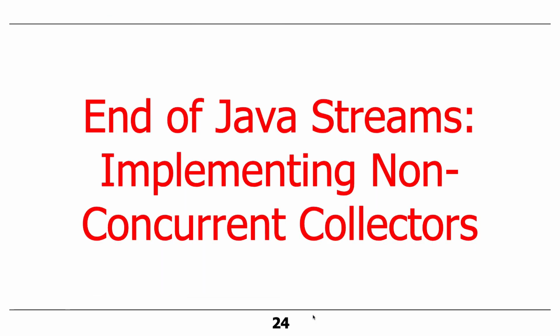Okay, so that is the end of some examples of how to implement non-concurrent collectors.